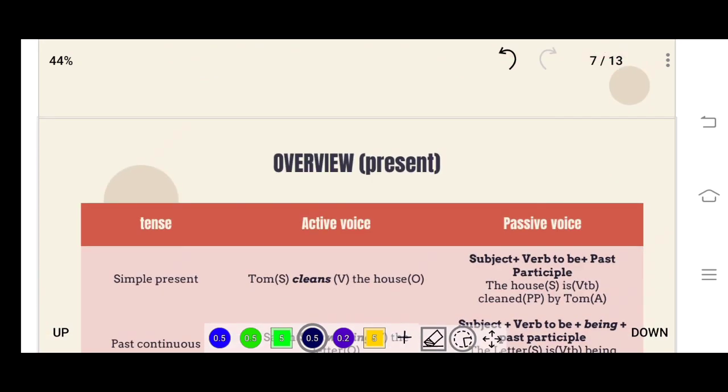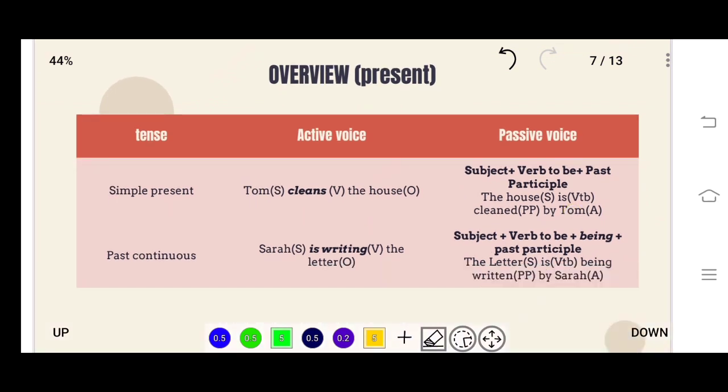Okay, the next one is the present. The present is almost similar to the past, but it has its differences, so don't be confused. Simple present tense and simple past tense. Let's take a look. The first one, simple present. In the active voice here, we have Tom as the subject, cleans as the verb, and the house as the object again.